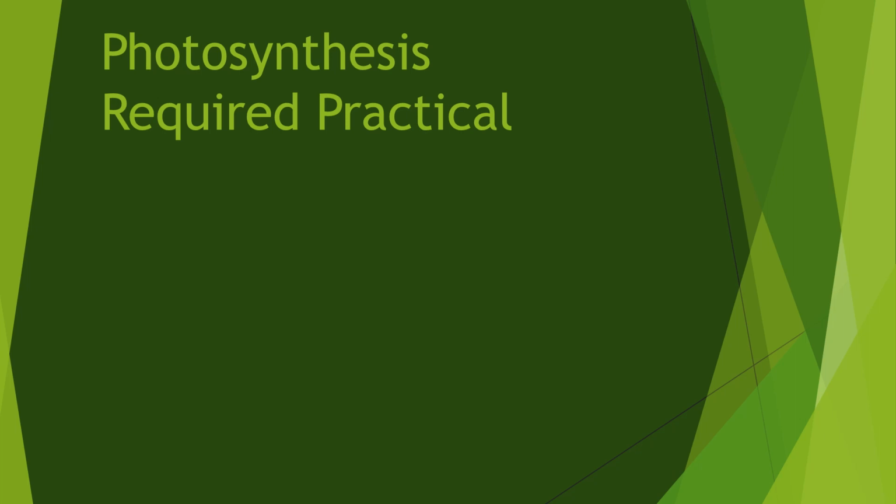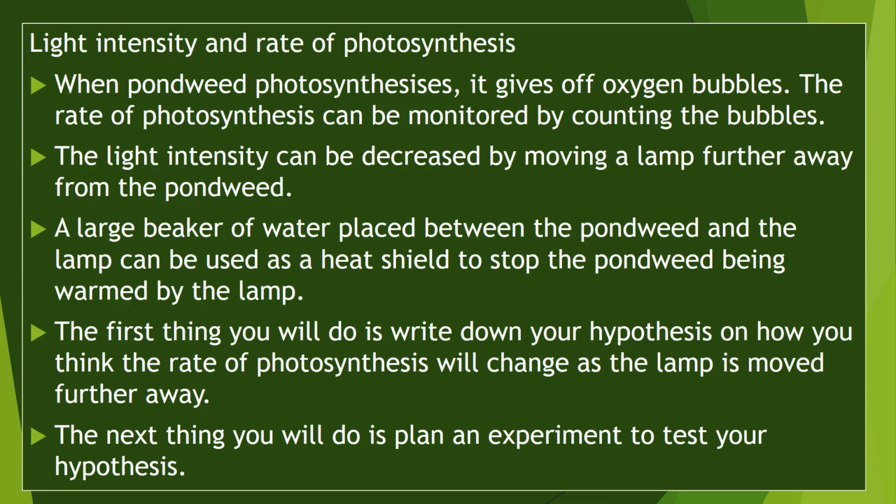Now, as I've already alluded to, when we're measuring the rate of photosynthesis, we can either measure the rate at which carbon dioxide is taken up, or we can measure the rate at which oxygen is produced or glucose is produced. Today we're going to look at the required practical, which looks at measuring the products of photosynthesis, and in this case it will be oxygen.